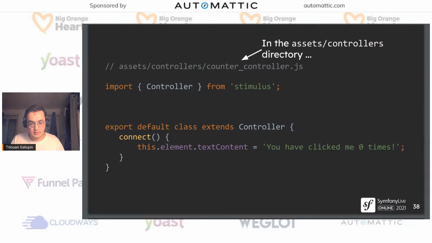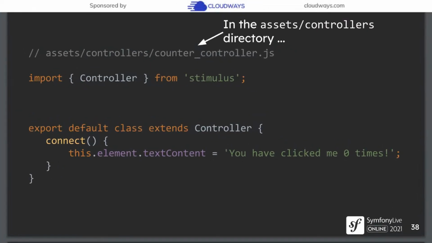So let's take an example. If we take the structure we were talking about earlier, so assets, controllers, counter_controller.js, we have the ability to create controllers for Stimulus. So let's imagine we create a counter_controller.js file. Inside of it, we create a first class. We export it by default. That's a JavaScript notation, if you're not used to it, but it's quite straightforward. And it extends the Controller class of Stimulus.